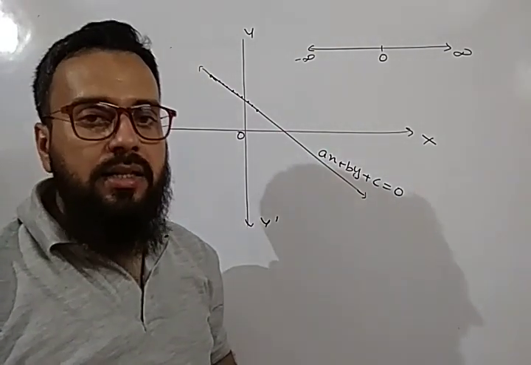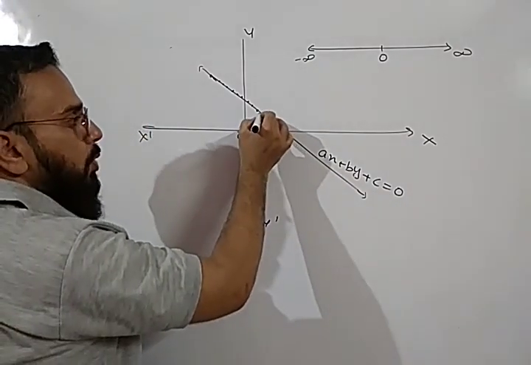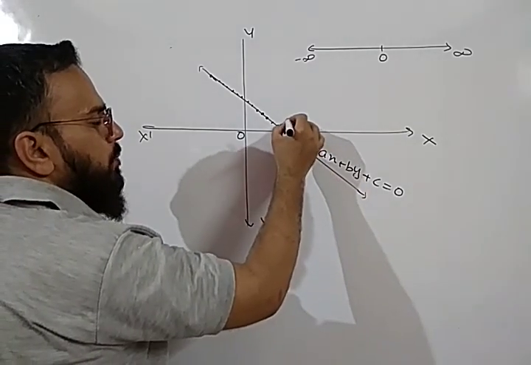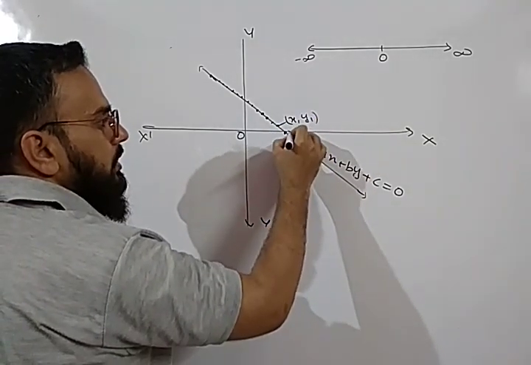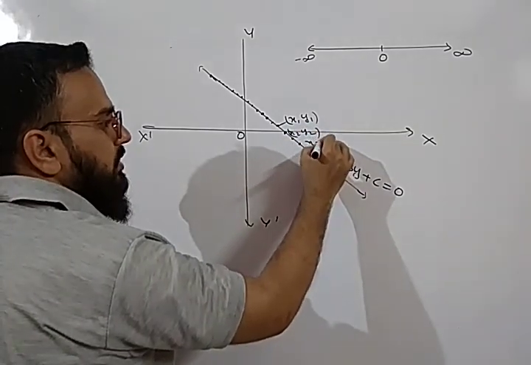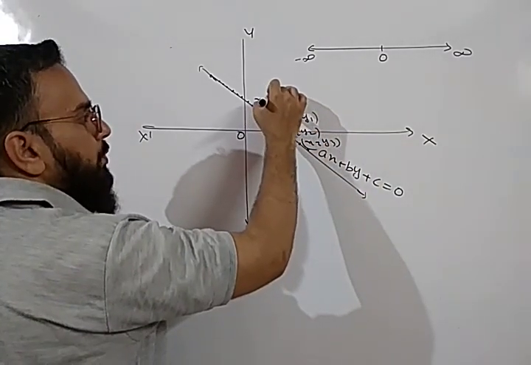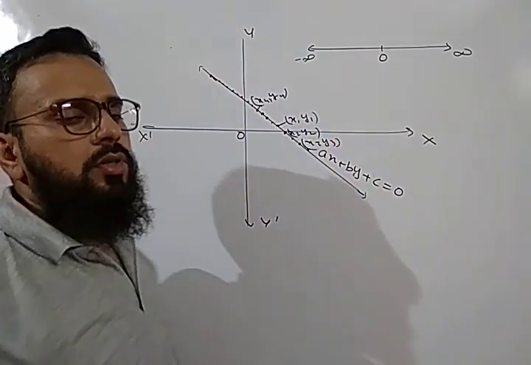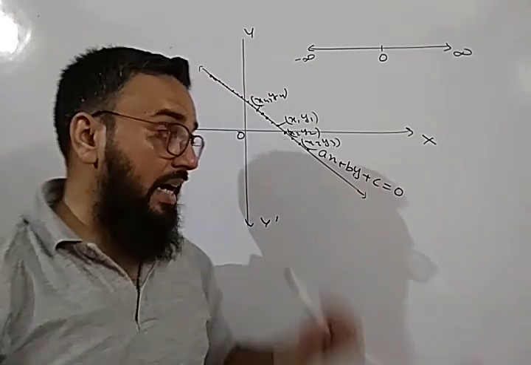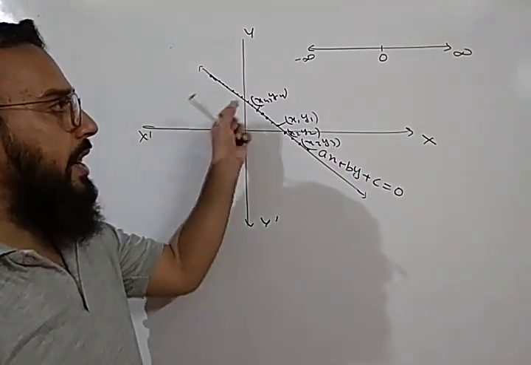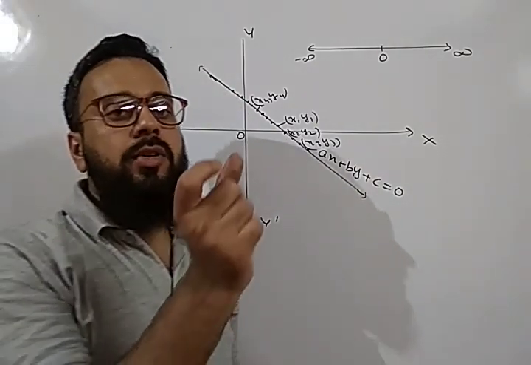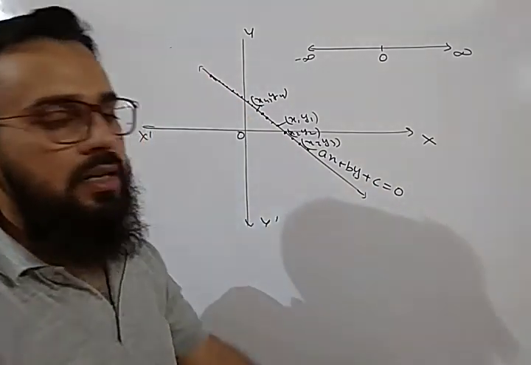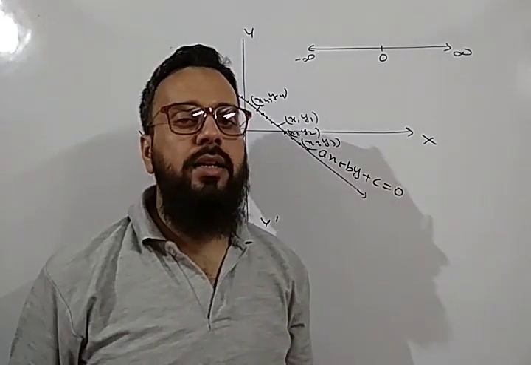There will be an infinite number of solutions, because every point on this particular line is an ordered pair. This point is an ordered pair. Suppose it is x1 y1, this is x2 y2, this is x3 y3, this is x4 y4. All different ordered pairs are possible because it is a Cartesian coordinate system. So every point on this line will be a particular coordinate, a particular ordered pair. That's why there will be an infinite number of solutions for a single straight line.